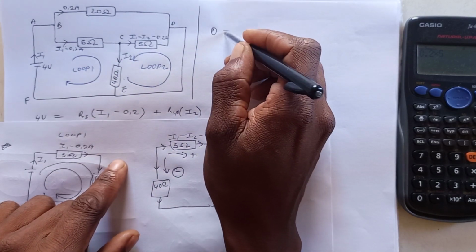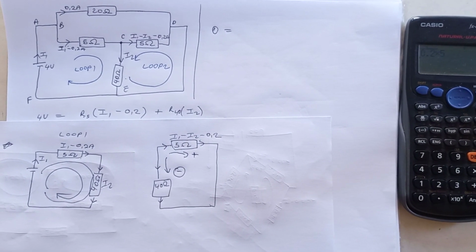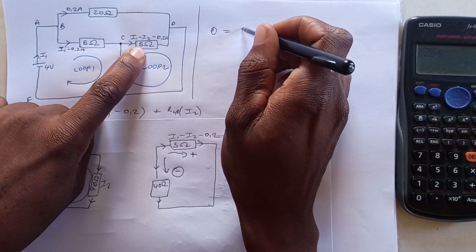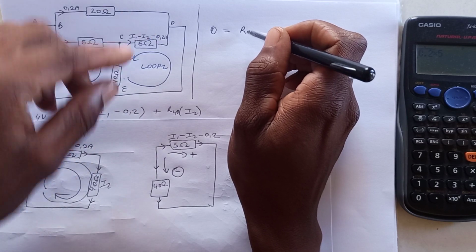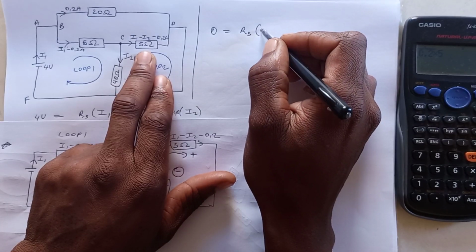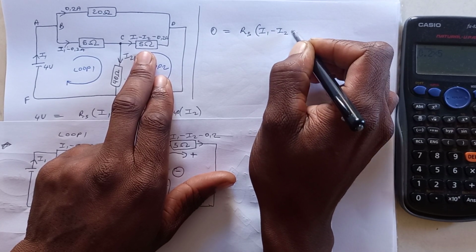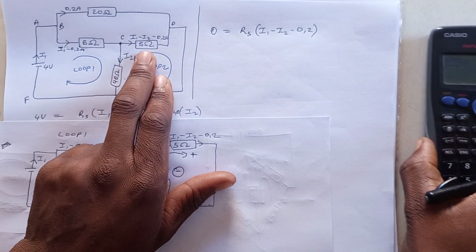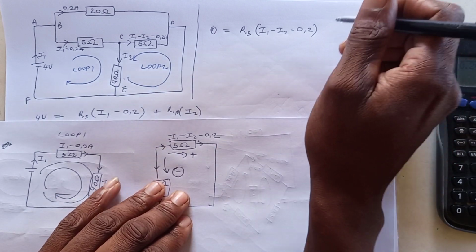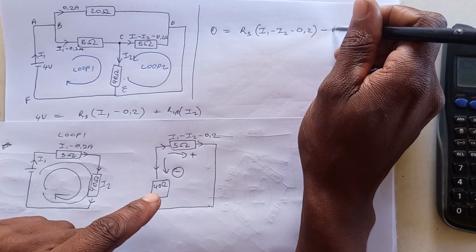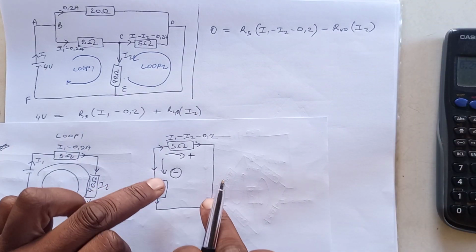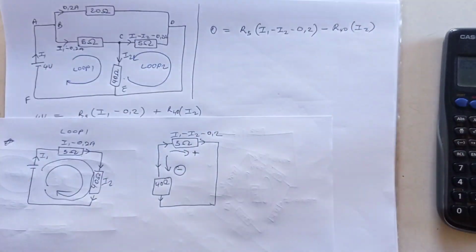We don't have a cell, so 0 is equal to, sorry about moving the camera, 0 is equal to the current in the positive direction, which is the voltage in the positive direction across this R5 is the product of current and resistance. So we will say I1 minus I2 minus 0,2. Now across this resistor we have current in the different direction. So we will have minus R40 in this case multiplied by I2. I think this helped you to understand how we came with that formula.